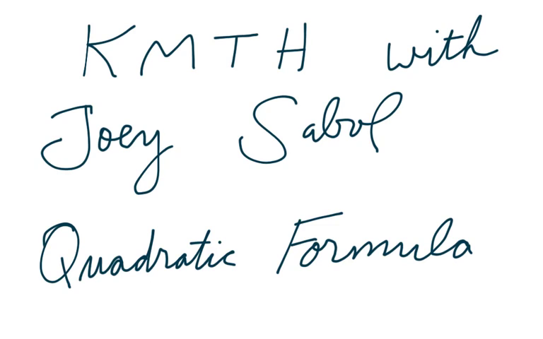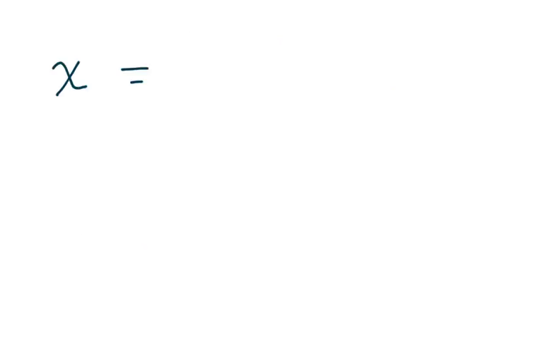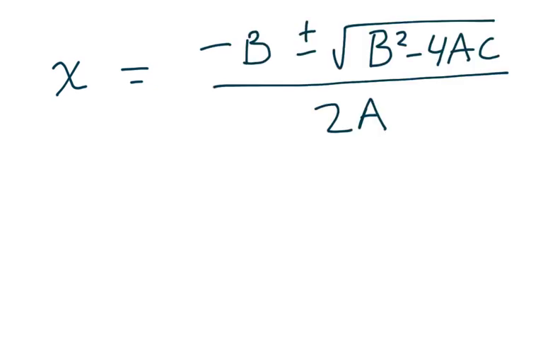Today's lesson is on the quadratic formula. The quadratic formula is used for quadratic equations, and there's usually two answers. It starts off with x equals, and then it is a fraction. The opposite of b plus the square root of b squared minus 4ac all over 2a, and also the opposite of b minus the square root of b squared minus 4ac divided by 2a.